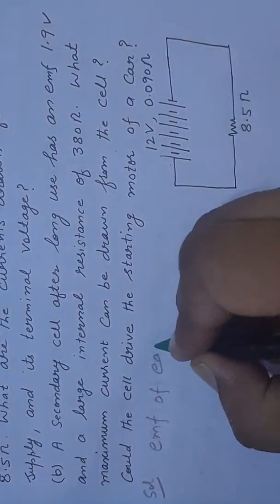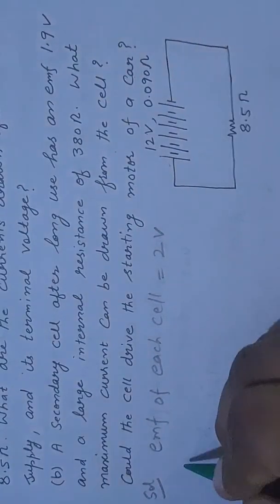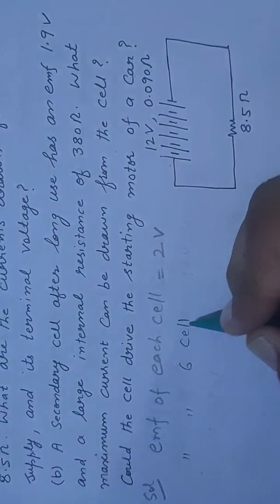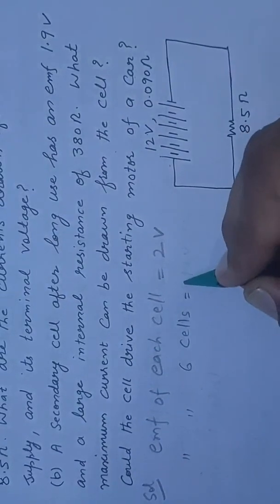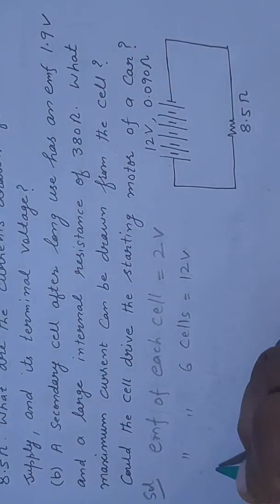EMF of each cell is 2 volt. So EMF of 6 cells is equal to 12 volt as they are connected in series.